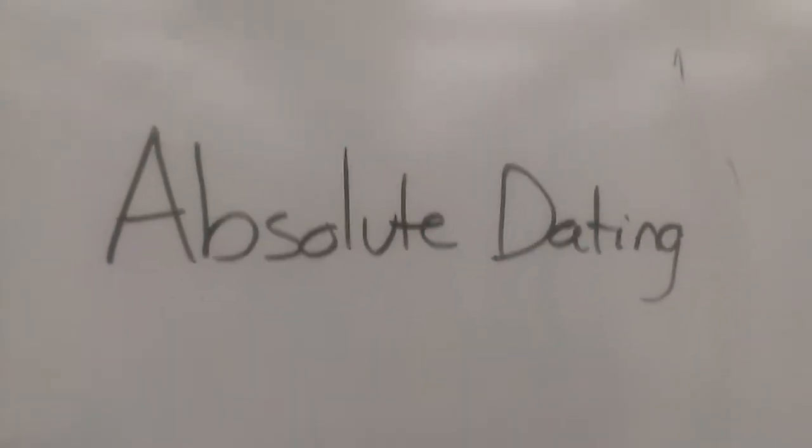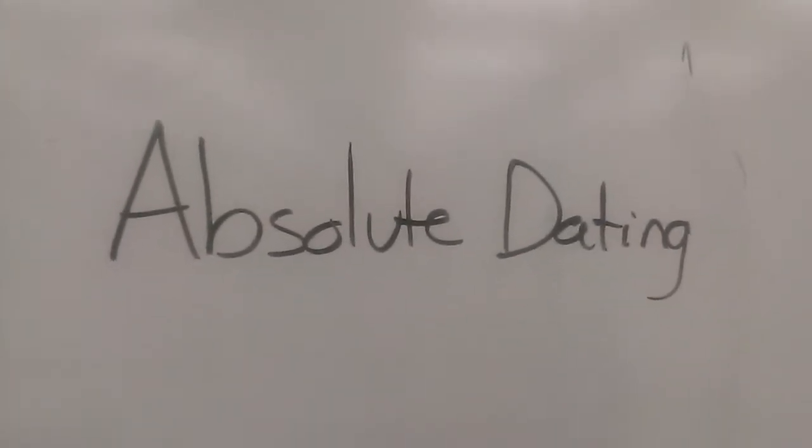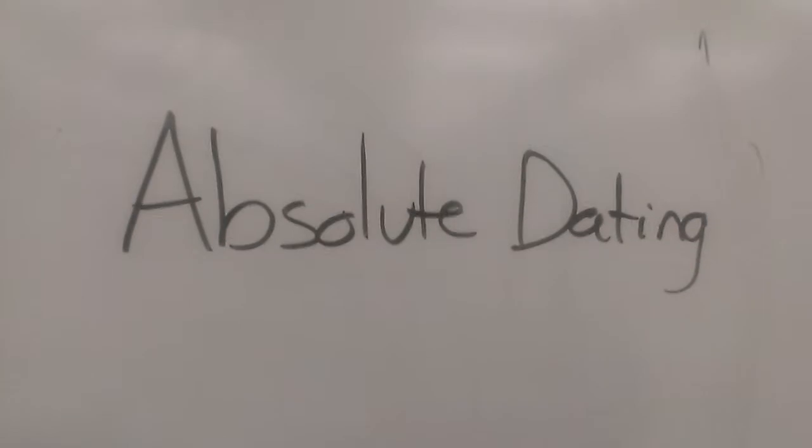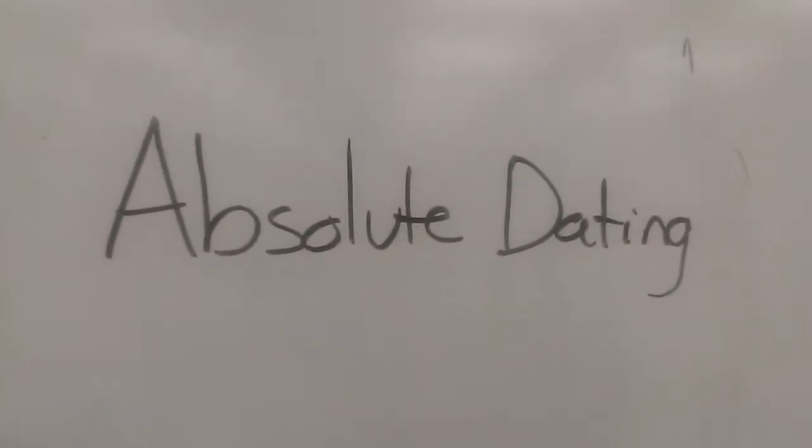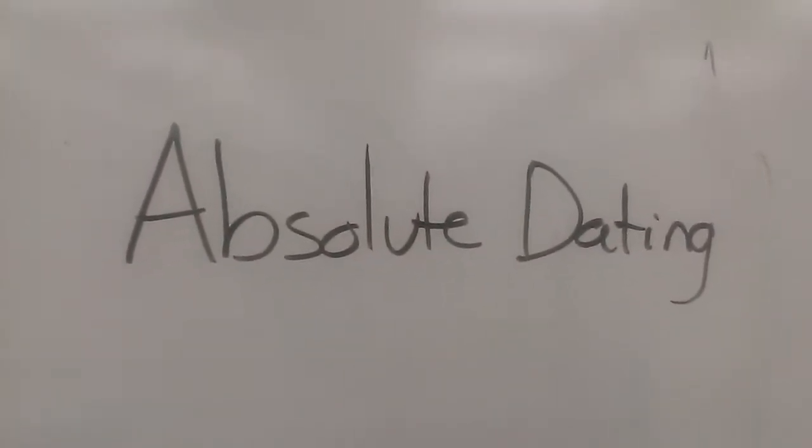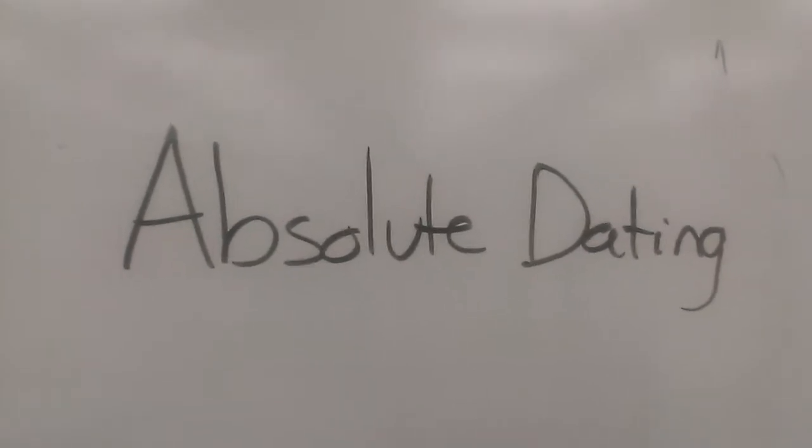Today we're going to talk about absolute dating, and that's how we determine the actual age of a rock using the isotopes or atoms inside of it so that we can find out how long ago it formed. And we use some special words in order to study absolute dating, so let's take a look at those.